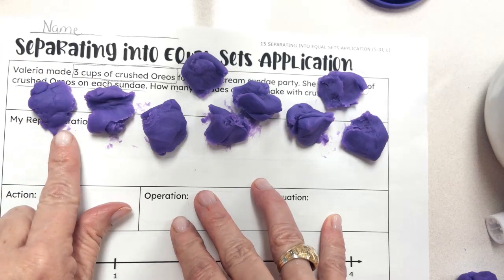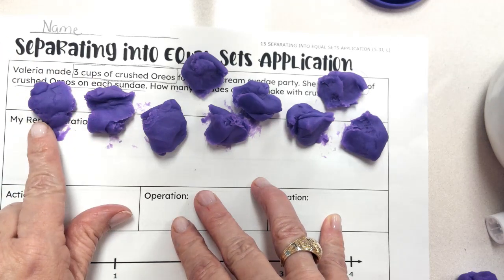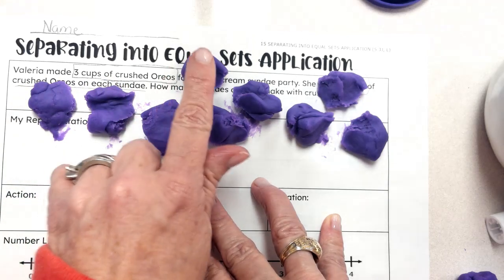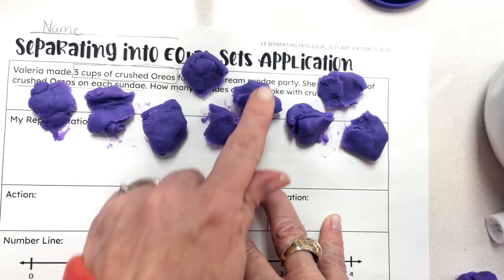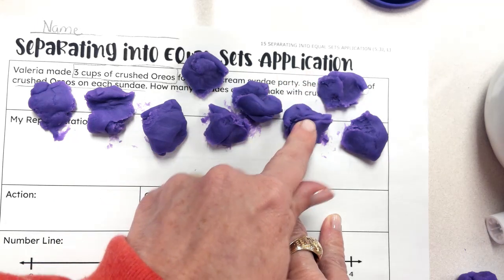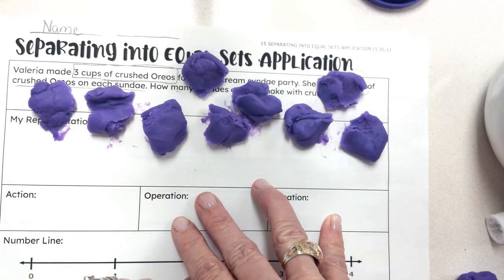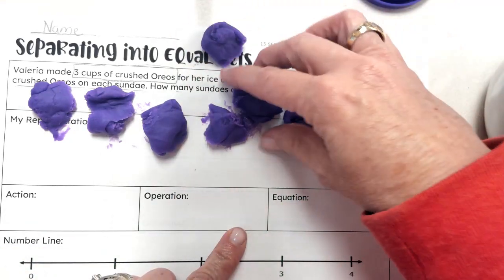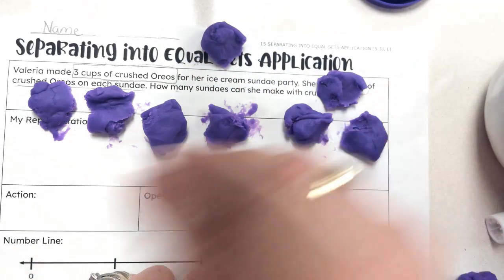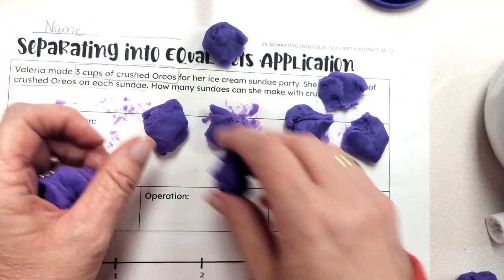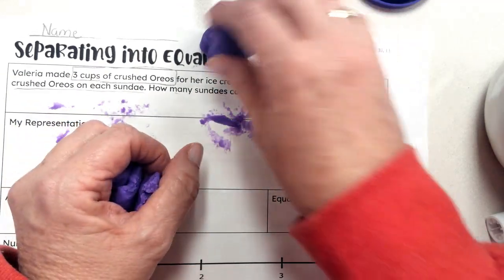So when I lay these out, every time I have a 1/3, I actually have a sundae. That would be 1 sundae, 2 sundaes, 3 sundaes, 4, 5, 6, 7, 8, and 9 sundaes. So how many sundaes can I make if I put 1/3 of a cup on each of the ice creams? I can make 9 sundaes.